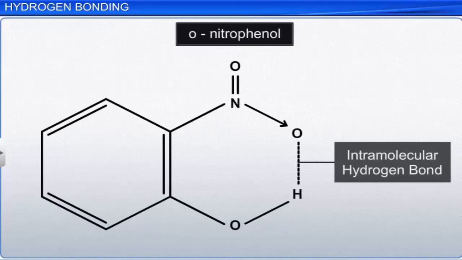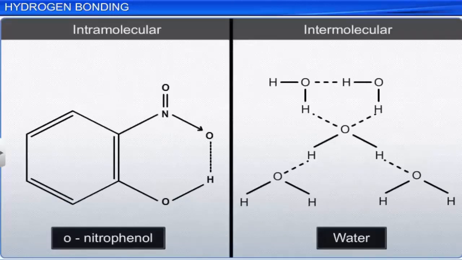Thus, we can conclude that a hydrogen bond is the weak electrostatic attractive force between the hydrogen atom and the highly electronegative atom of either the same or different molecule.